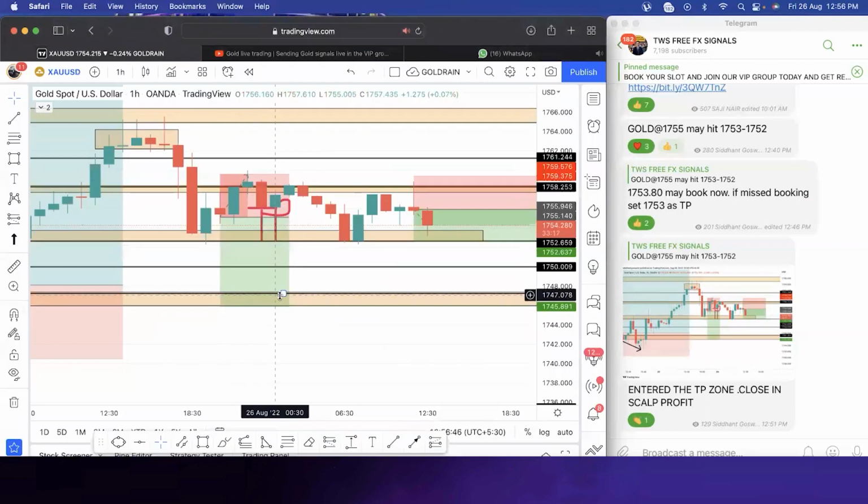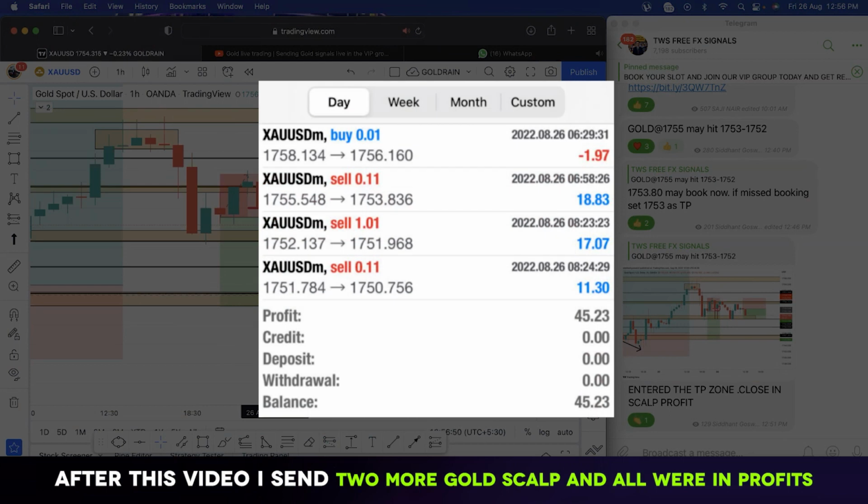Okay, and by the way, guys, I also took this trade in a small account. This is a screenshot on the screen. So I basically booked around $19 in this small trade.